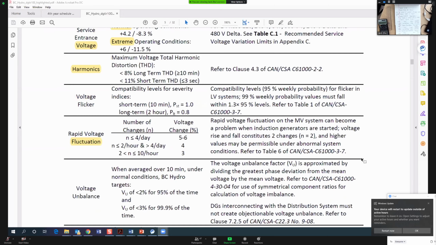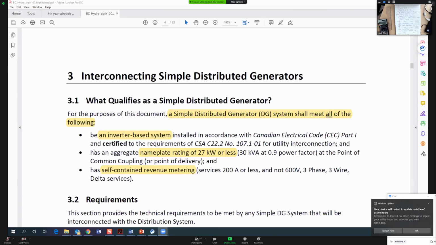First, what's a simple distribution generator? They will give you a definition. You have to meet all those requirements to be classified as a simple distributed generator. It's an inverter-based system, and this inverter has to be certified to those CSA standards.